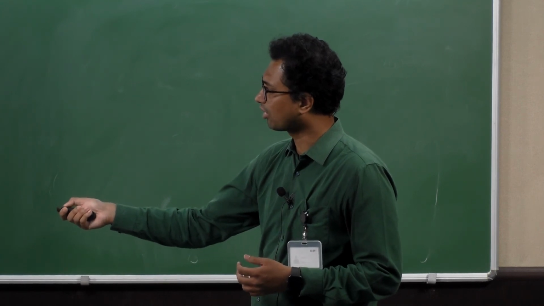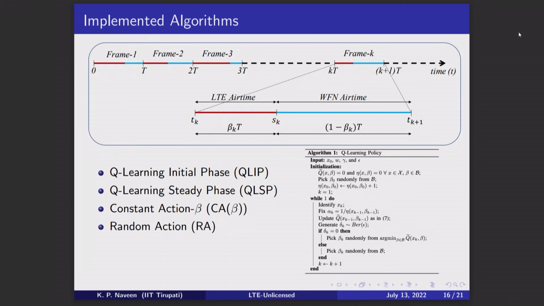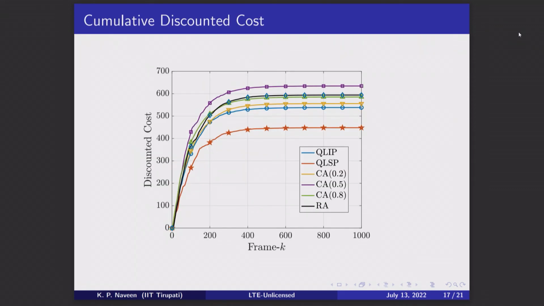Then these are heuristics. Constant beta is, let's say someone chooses, okay, I will not worry about all this, I will fix beta equal to 0.5. I will give half of the time to LTE and the remaining half to Wi-Fi. That is the constant action. And random action says that I will just toss a coin and pick a number between 0 and 1, and call that my beta in that slot. So these are all heuristic algorithms.